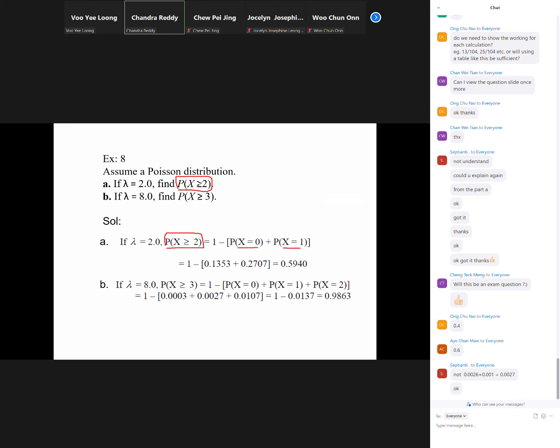The calculations are not shown using the Poisson's formula, but once you use it for X is equal to 0, the probability for Poisson's distribution is 0.1353. Similarly for X is equal to 1, you get 0.2707. Then the probability of X greater than or equal to 2 will be 1 minus the addition of these two numbers, which will give you a value of 0.5940.